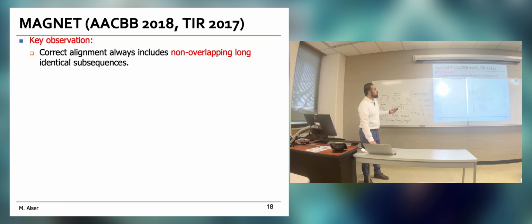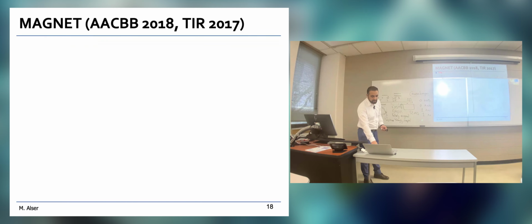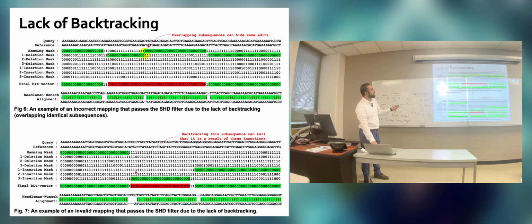Yeah. So the key observation over here is that the correct alignment always includes the non-overlapping long identical subsequences. And by those, we mean those highlighted in green color. So the correct alignment over here is always considering those highlighted as zeros, which are the long matches scattered over the mask. So why do we always consider the zeros instead of the 1s? Because the 0 represents an exact match between the characters. And we should be looking really for those long matches of zeros.